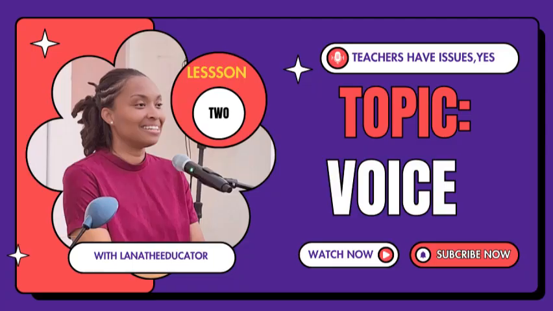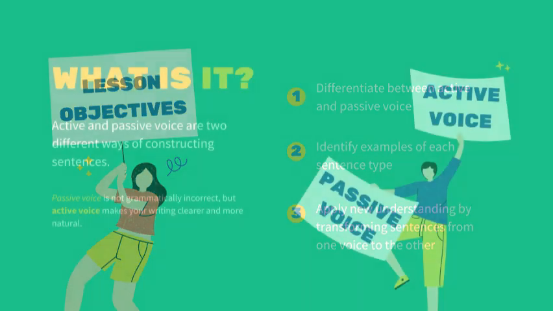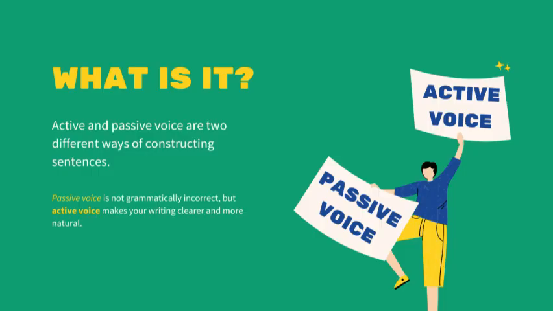So the objectives for today's lesson are to differentiate between active and passive voice, to identify examples of each sentence type, and to apply new understanding by transforming sentences from one voice to another. So what is active voice and what is passive voice? Really, they are just different ways of constructing sentences.